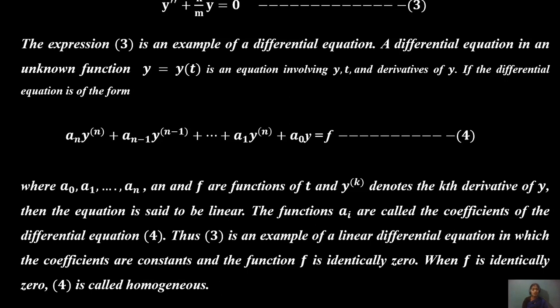But equation 3 is a linear equation in which the coefficients of the differential equation are constants. Hence, when the function f is identically 0, equation 4 is called a homogeneous equation.